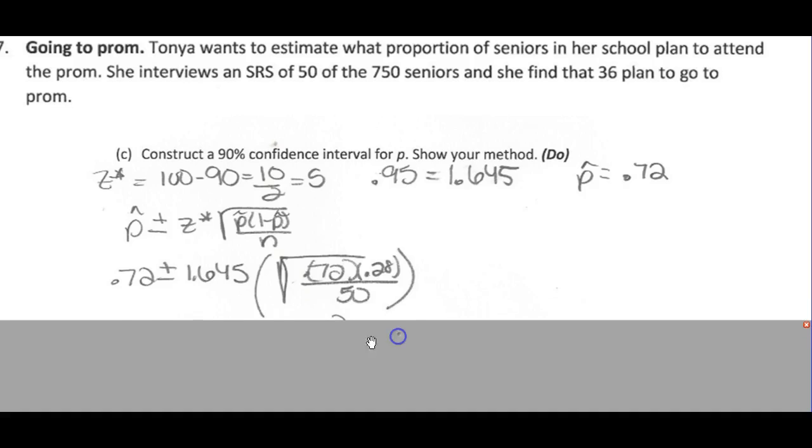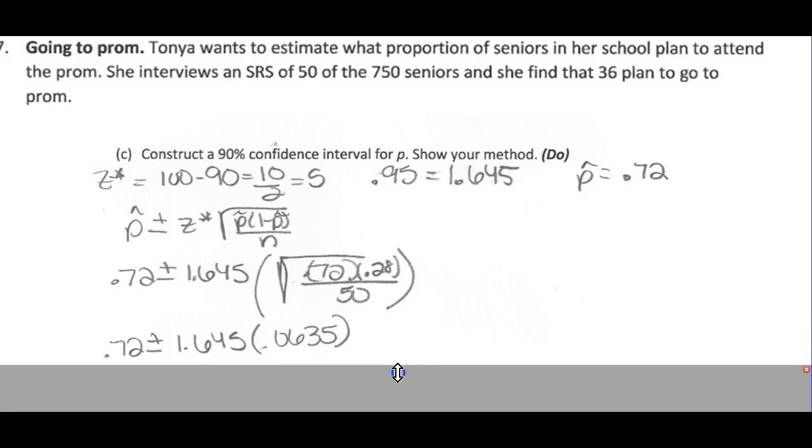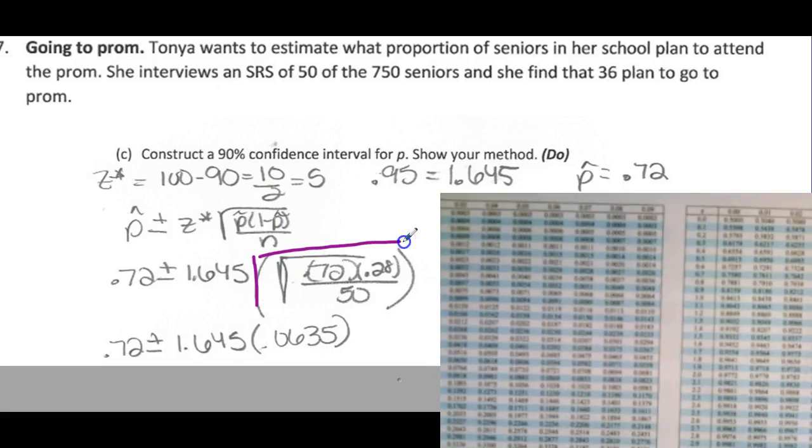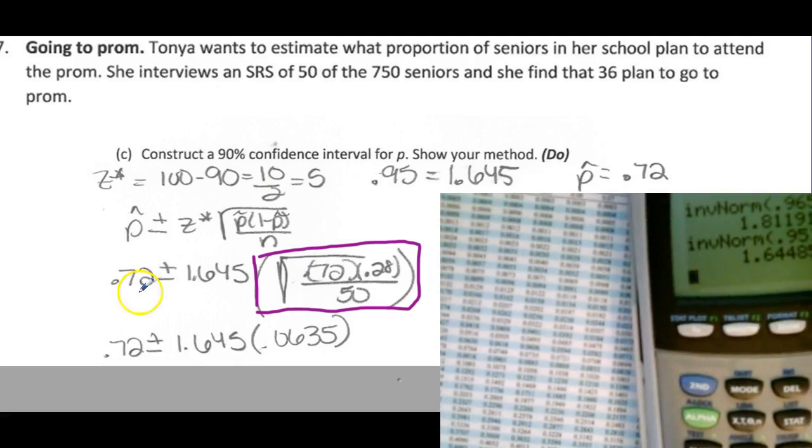Okay, so putting those numbers in. I have 0.72, that's the p hat that we found right here, plus or minus the 1.645, which we found is our z crit over here, times the square root of 0.72 times 0.28 divided by 50. Now I will do the math for inside this first. So I put in my calculator 0.72 times 0.28 divided by 50. Here, I'll show you how I do this.